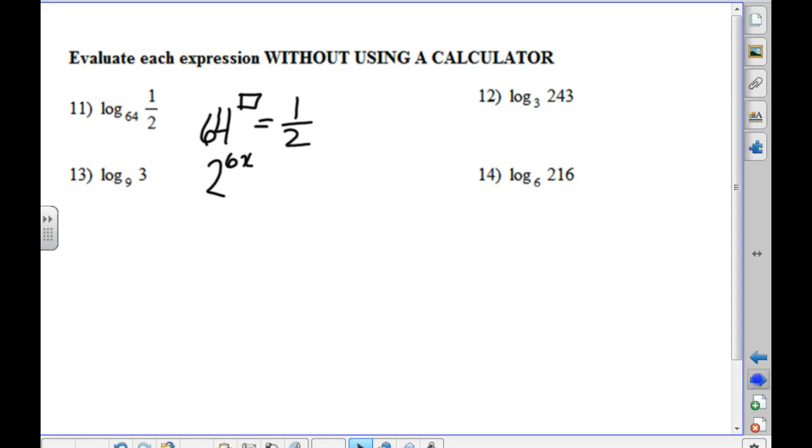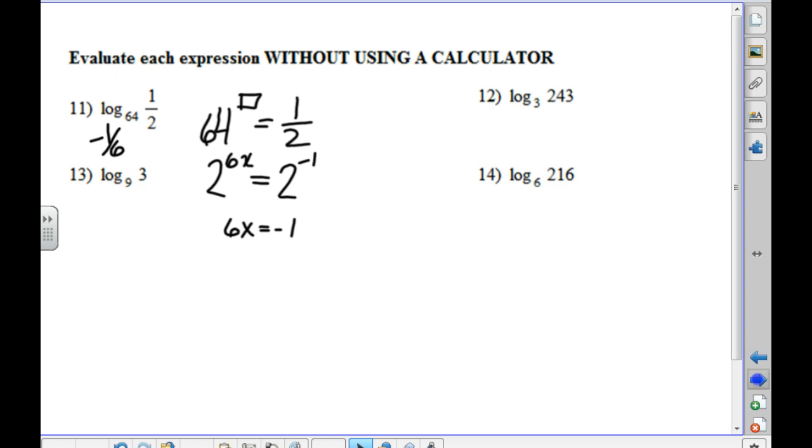And we don't know what this is. But we know this is 2 to the what? What would put that 2 in the denominator? So now we can say 6x equals -1, and this is -1/6. That was ugly.